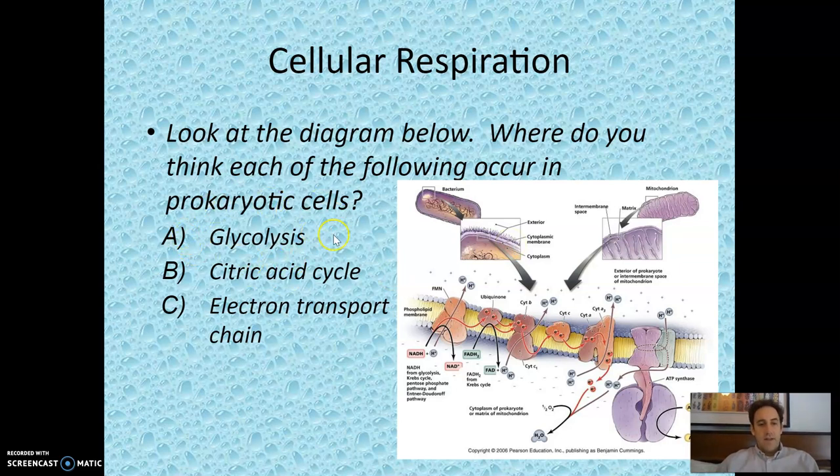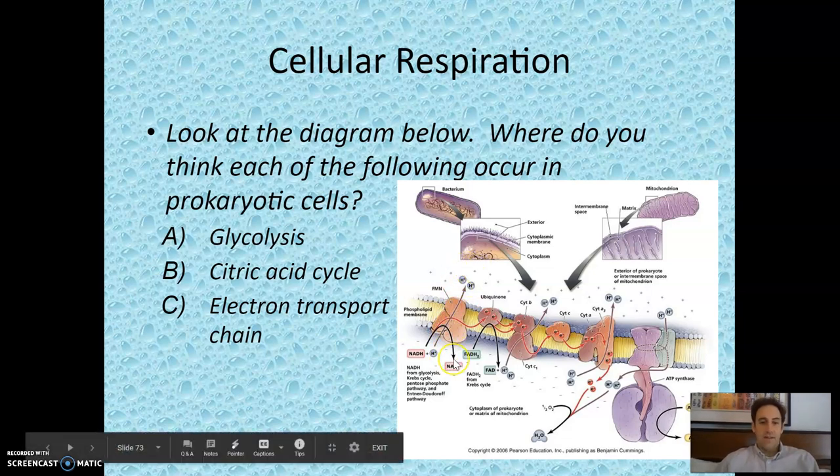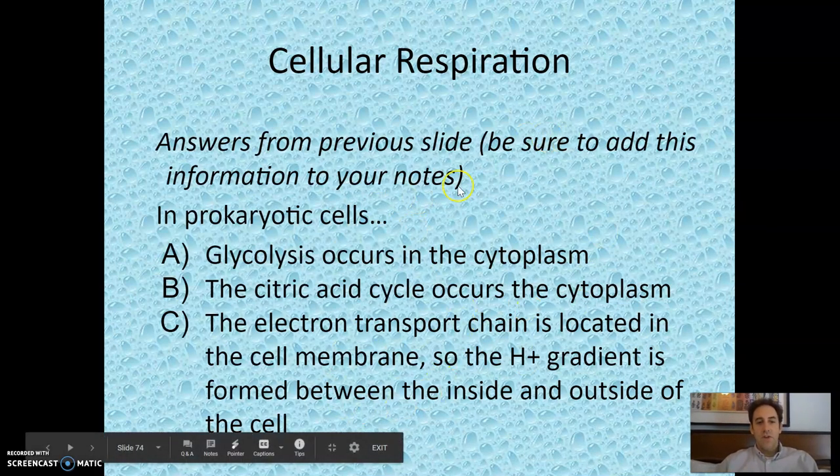And so glycolysis in a prokaryotic cell still takes place in the cytoplasm. The citric acid cycle also takes place in the cytoplasm of a prokaryotic cell, because that cytoplasm ultimately became the mitochondrial matrix. And the electron transport chain just takes place in the cell membrane of a bacterial cell. And so the proton gradient is actually formed across the inside and outside of the cell itself. So bacteria do this same process, just a little bit differently. Make sure you are familiar with how this works in prokaryotic cells.